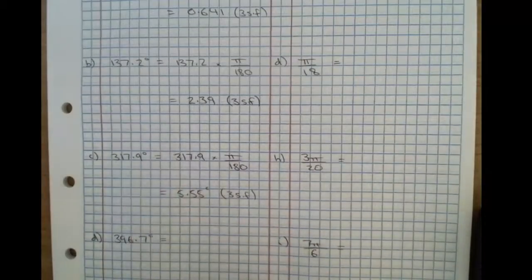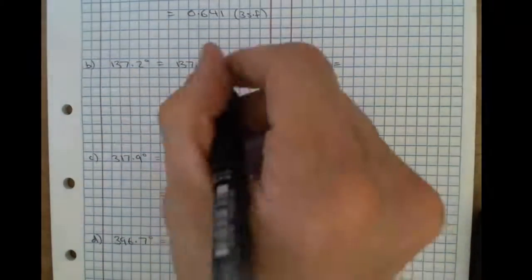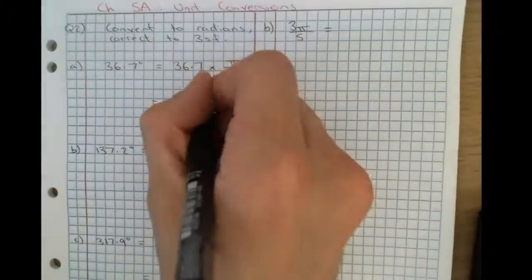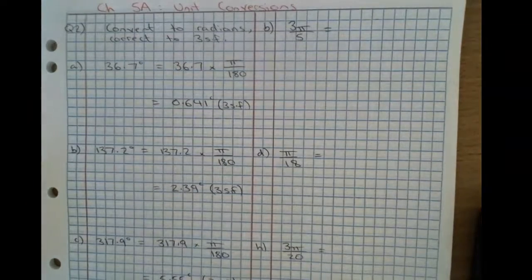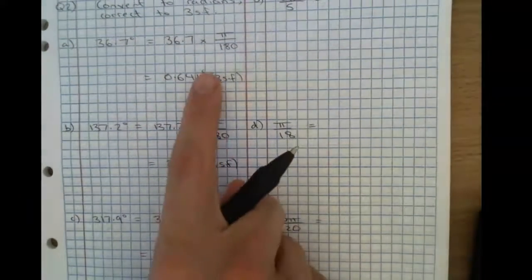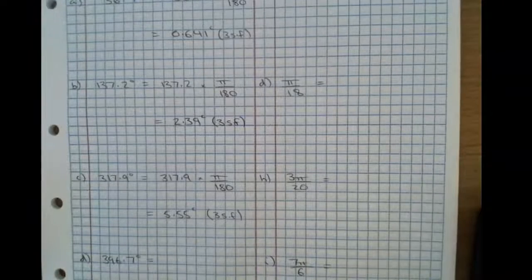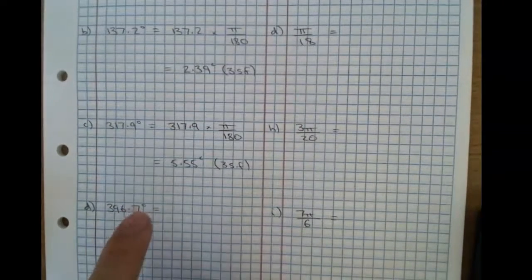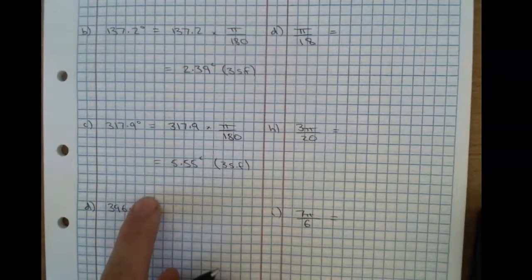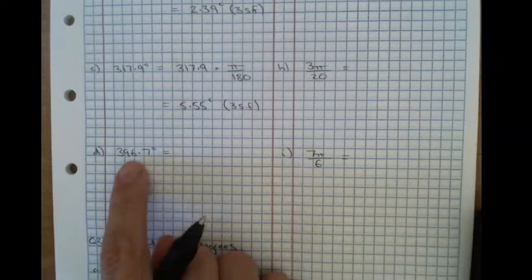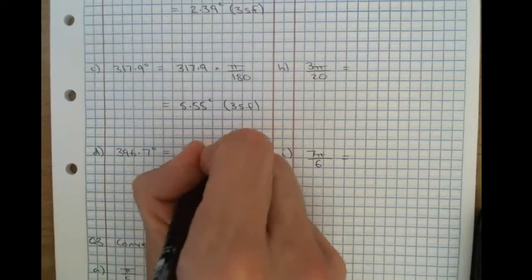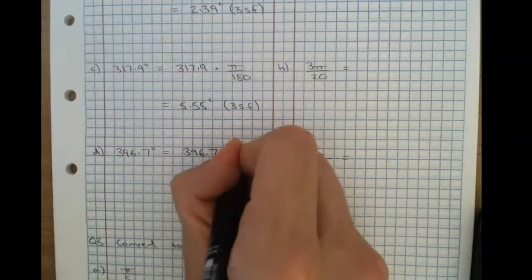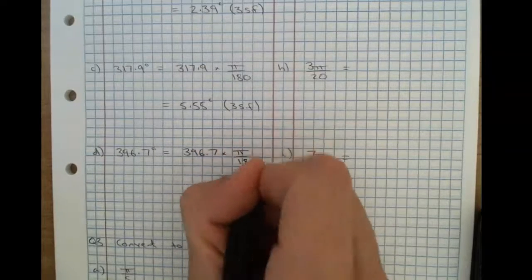Remember, we could put the letter C to represent radians, but also when we're writing a value in radians, it is acceptable not to include it, whereas when it's in degrees, we have to always include it. And then last one for question 2, 396.7 times pi over 180.